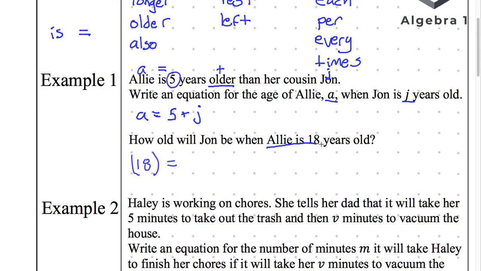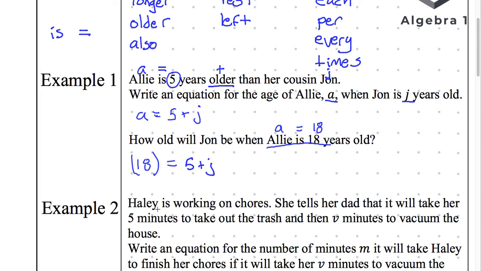This statement right here, Allie is 18. That means A is Allie, is an equal sign, 18. If A equals 18, I'm substituting 18 in for this variable A. 18 got substituted in for that variable A, so that was correct, Fernando. And then I just rewrite the rest of the equation. 5 plus J.